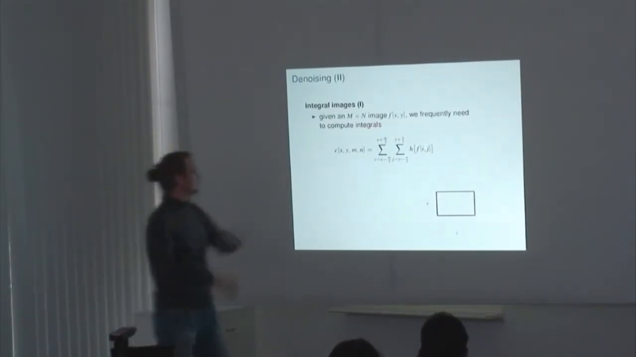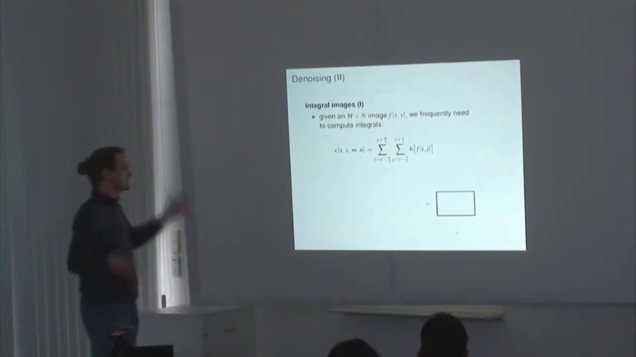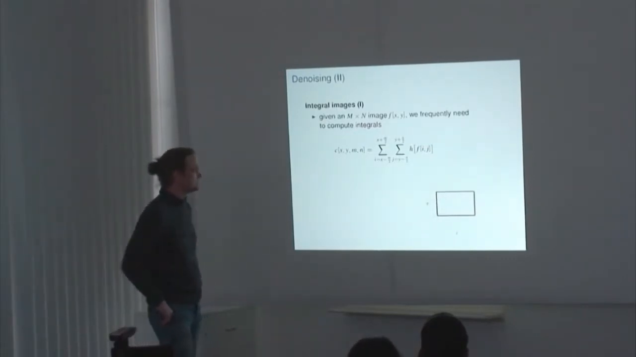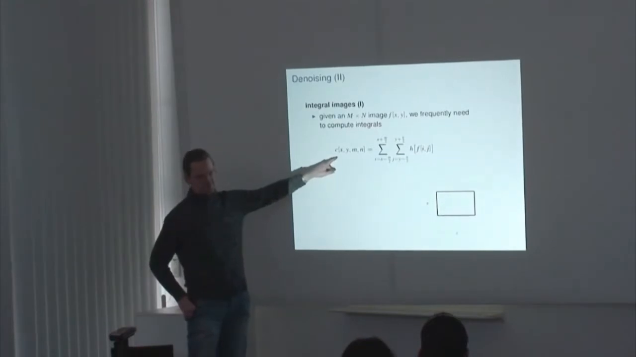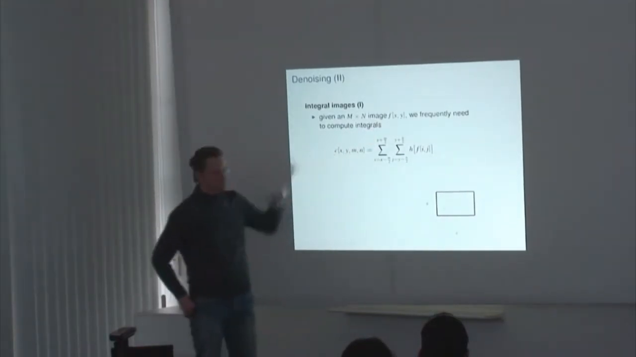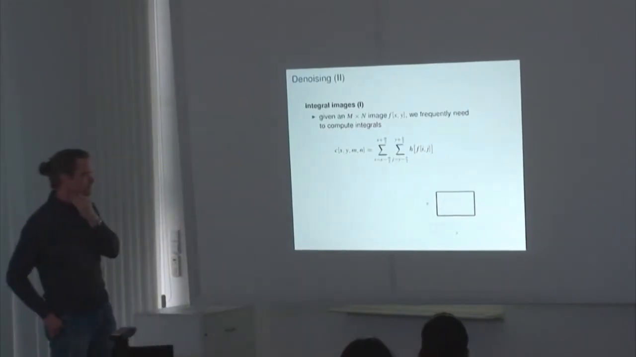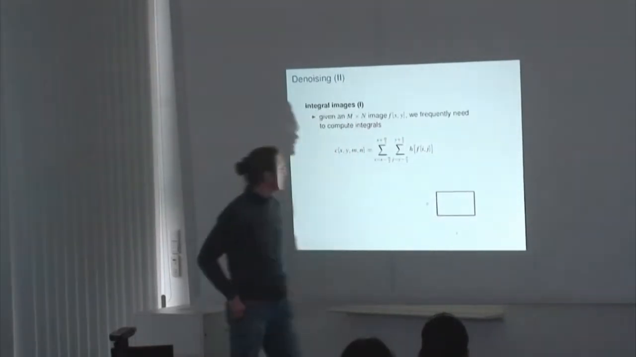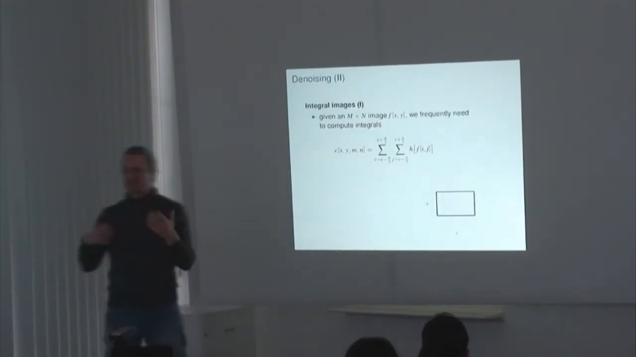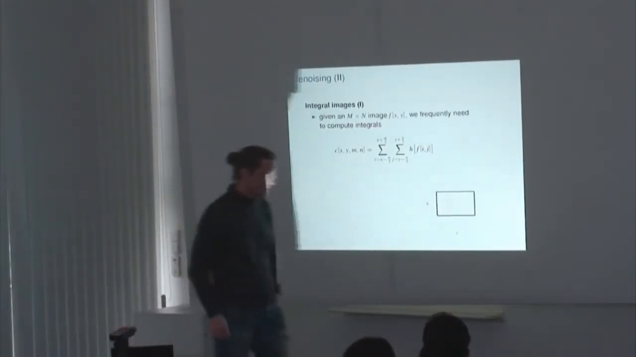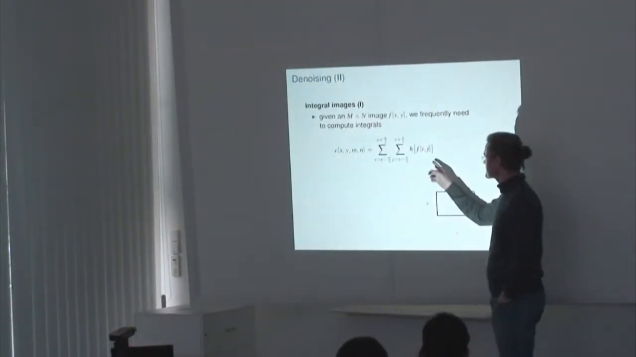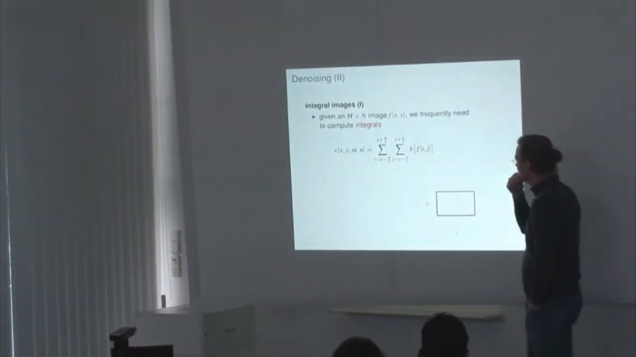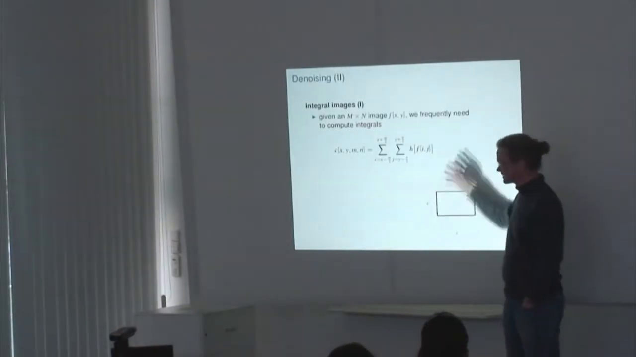I claim that if we are given an image of dimensions, say capital M and capital N, we might very frequently be interested in computing another kind of image. So where the original image is called F, we might be interested in computing an image C, where at a coordinate x and y, and given certain parameters m and n, and of course this m and n is sort of the size of a neighborhood, we want to sum over all pixels in a certain neighborhood defined by m and n, and do something with the pixels in the original image.